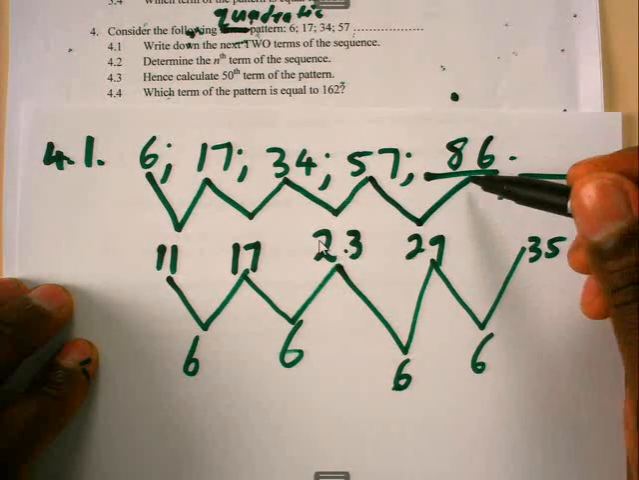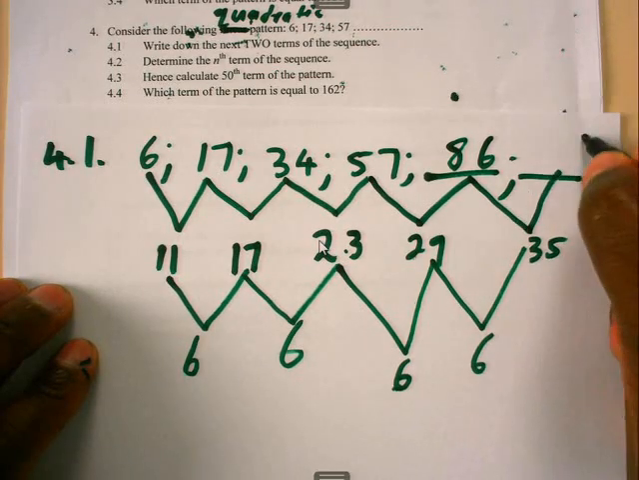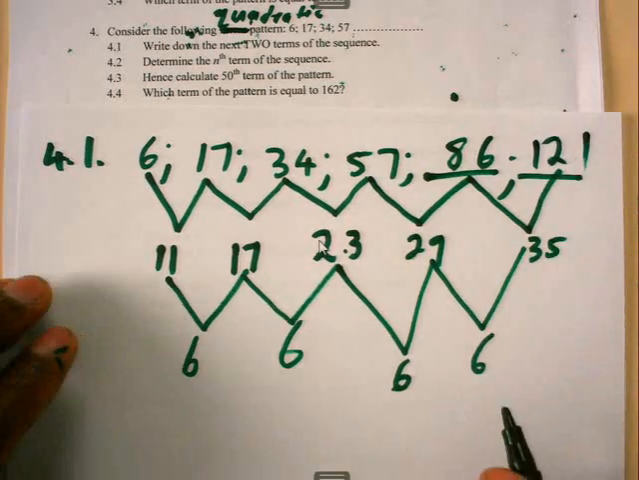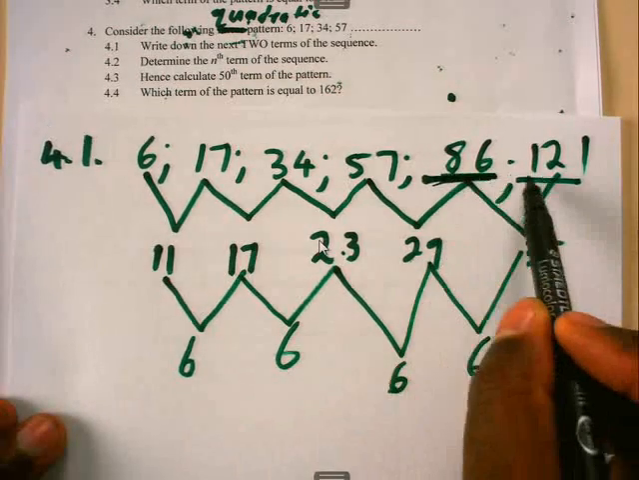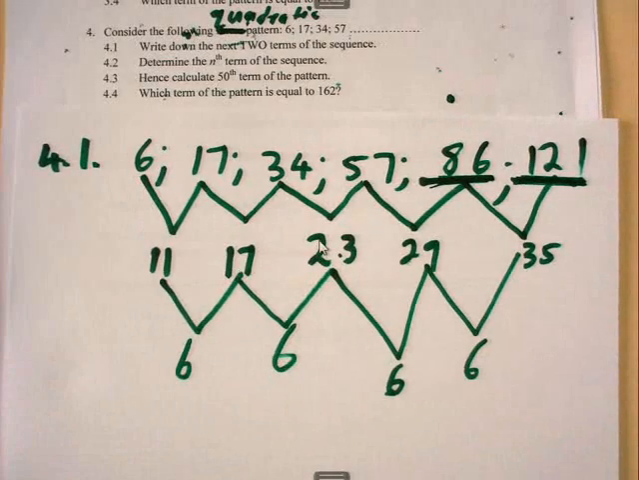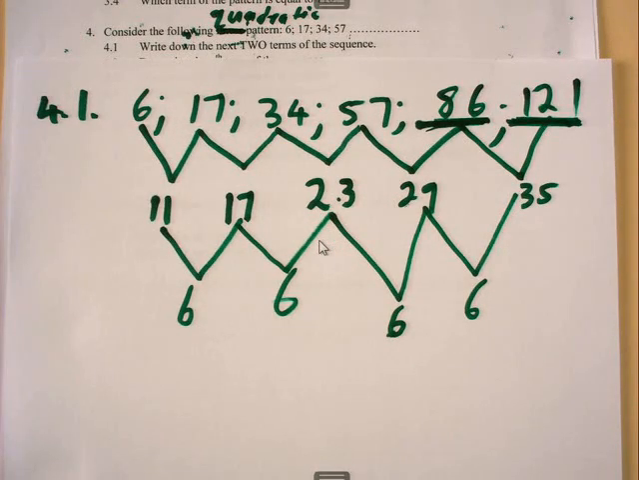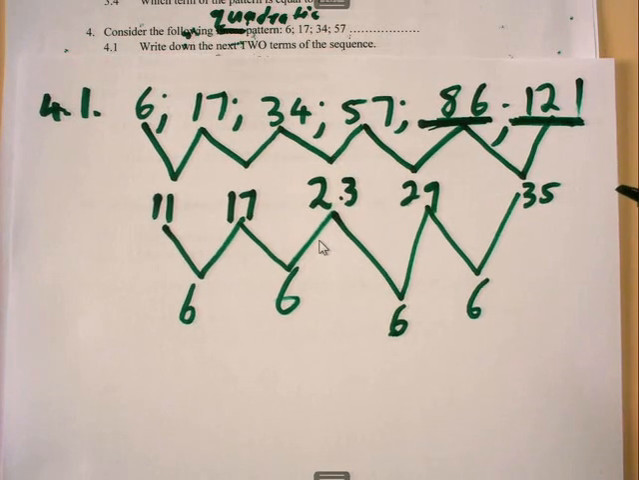To determine the last term, to 86 you add 35. 6 and 5 will give you 11, 1 carry 1. 8 plus 3 is 11, plus the other one is 121. So the next 2 terms will be 86 and 121. Those are the next 2 terms of that quadratic number pattern. 4.1 asked, write down the next 2 terms of the sequence. So the next 2 terms are 86 and 121. I hope you are happy with that one, and I hope you got it right. Let's check the next one.